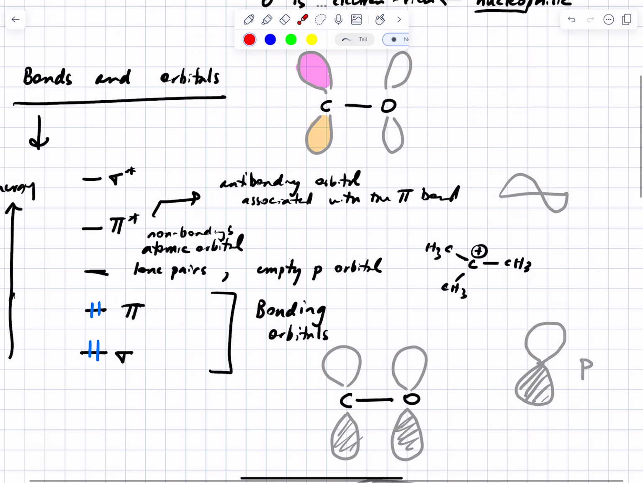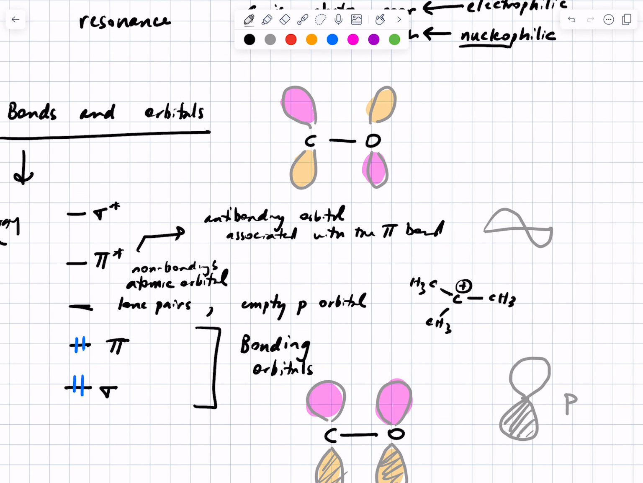In the pi star, notice how in the pi bonding orbital, the wave function signs were side by side, lined up with each other. For the antibonding orbital, it's actually exactly opposite. What does that mean? That means that the pi star wave function goes through zero in between the two nuclei. There is something called a node. A node is a place where the magnitude of the wave goes through zero.